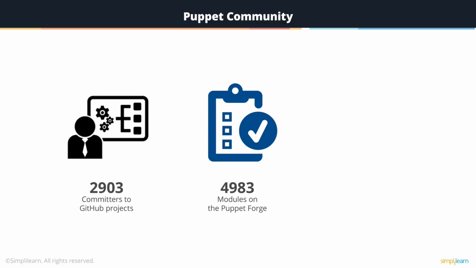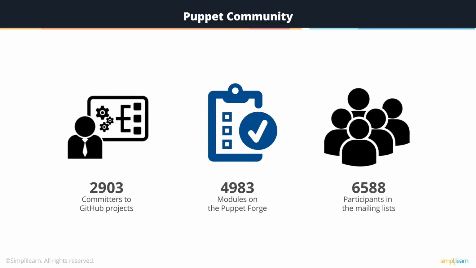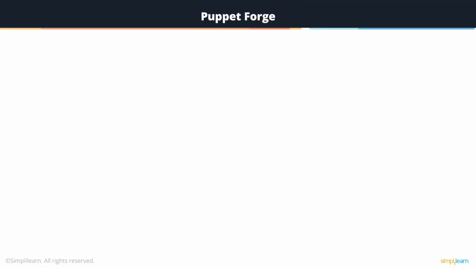Now there's a mailing list which has 6,588 participants. Apart from this, on Stack Overflow you have a big tag of Puppet Labs and Puppet, which gives you a list of only Puppet questions. That's a good playground for you to interact with people who are already using Puppet and who are contributing and helping others. Now let's have a look at Puppet Forge.